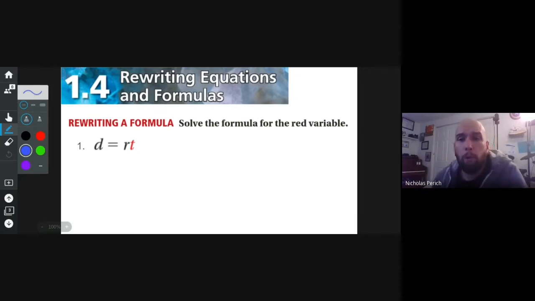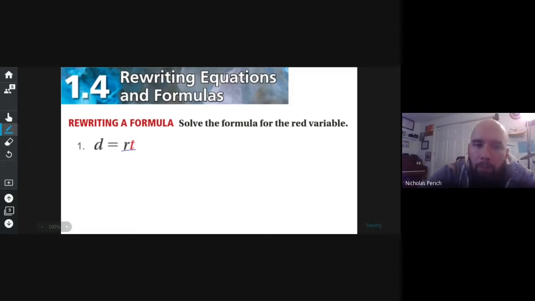First off, is T all by itself? No. On the right side, R is in the way. R is being multiplied to T. So I have to get rid of R by doing the opposite of what it's doing to T. What's R doing to T? Multiplying. How do I get rid of multiplying R? The opposite, which is divide. So I'm going to divide both sides by R. That crosses out.